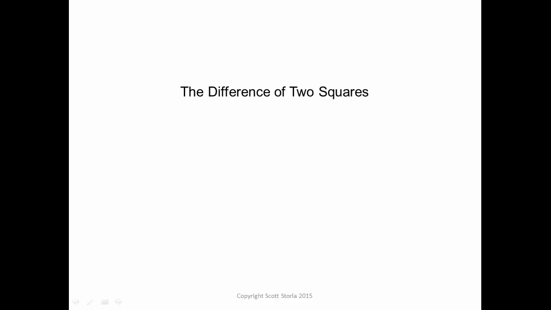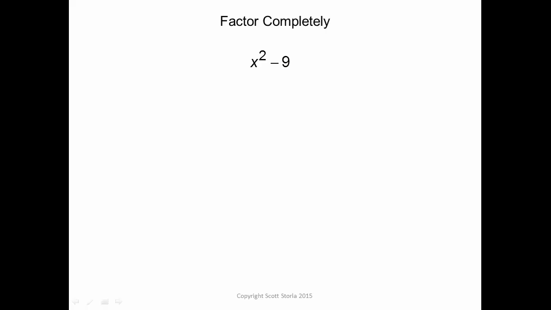Now let's discuss the difference of two squares. The difference of two squares is useful when you have a binomial that's a difference. So let me go through the idea. What we're trying to do is write this difference as a product. And the technique we're going to use is based on an earlier idea, and that is multiplying conjugates.